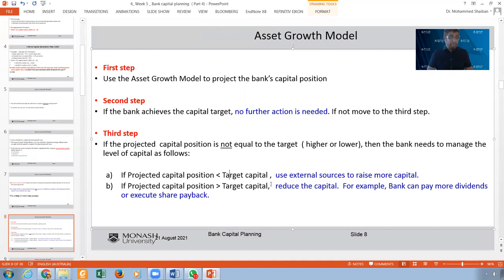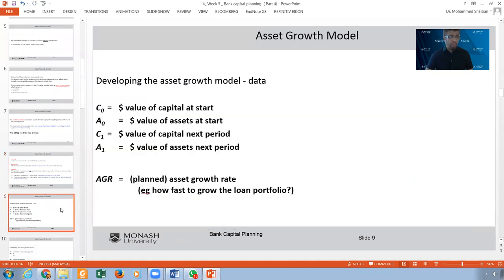But sometimes maybe the news is so good and the year is so good that my projected capital position after the operation is even more than what I want to have, because it supports my target capital and more. So in this case, I have to reduce it. And the way to reduce that capital, I may increase my dividend payments, or I may do what we call share buyback. With a share buyback, I go and buy my shares from the market and use this extra capital. And this is a good thing to do.